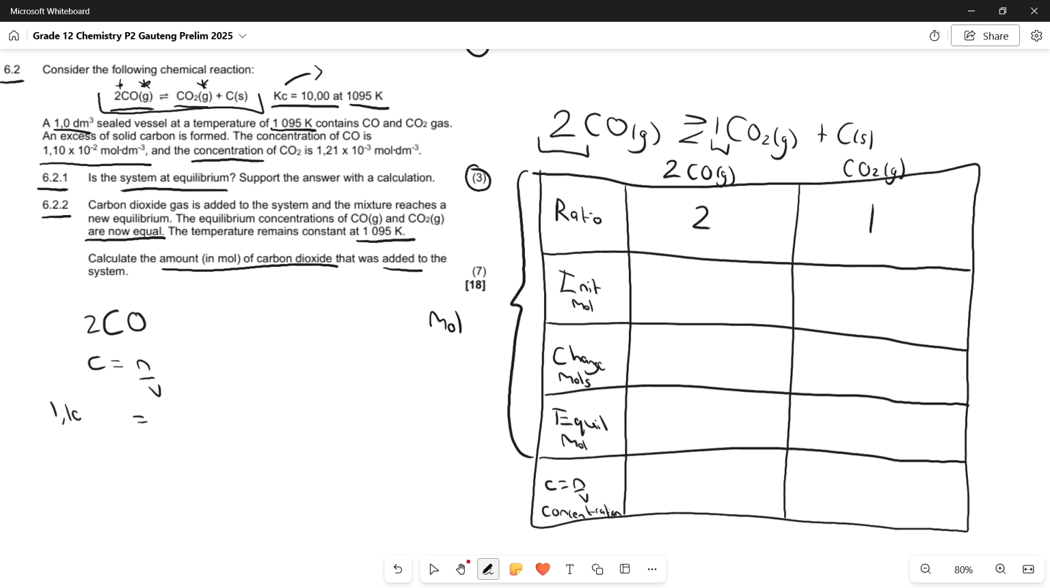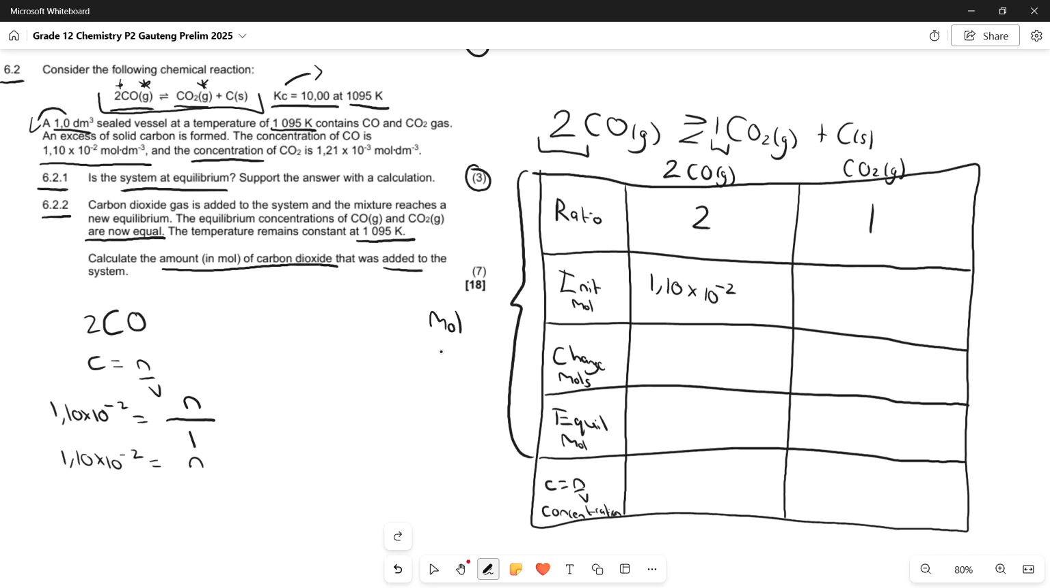the C value is 1,10 times 10 to the negative 2. And then they also said up top here is that we have a 1,0 decimeter cubed volume. So that is a 1 over there. And then our N over here is what we're looking for to plug in to our initial moles over there, which means that anything multiplied by 1 is just the same thing, which means our moles are just 1,10 times 10 to the negative 2 for the initial moles now of this new reaction. Because this was at equilibrium, now we're taking this and this is our new initial moles. So we can just go ahead and write that 1,10 times 10 to the negative 2.